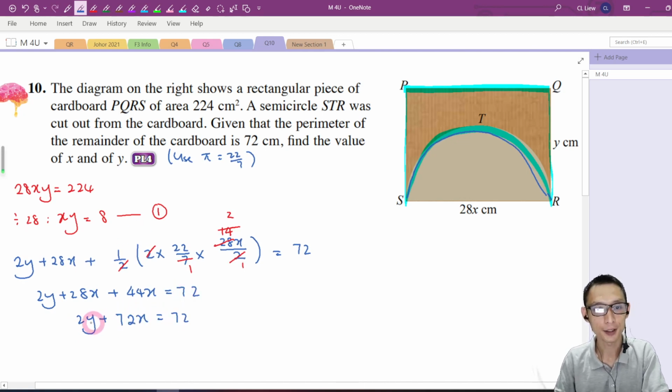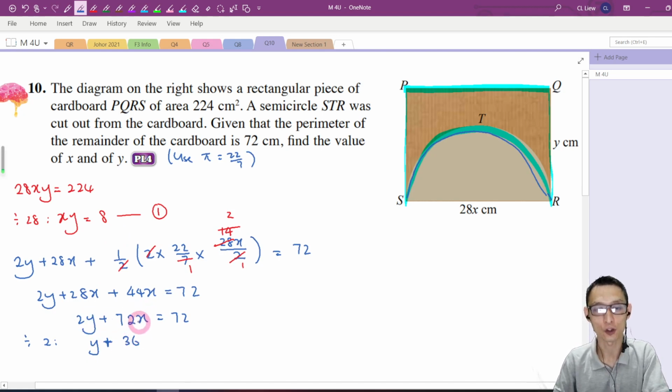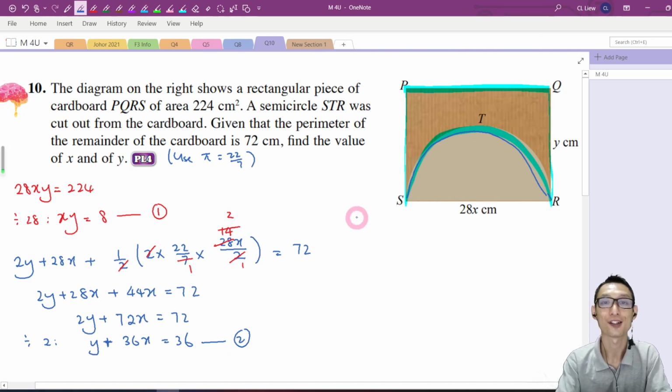Okay, same thing here. I notice that all the term here can be divided by 2, so I am going to divide this whole equation by 2. 2y divided by 2, you will get y. 72y divided by 2, you will get 36, 72x. Divided by 2, you will get 36x. And this is 36 as well. Second equation.